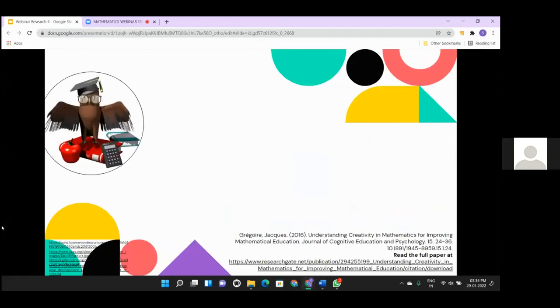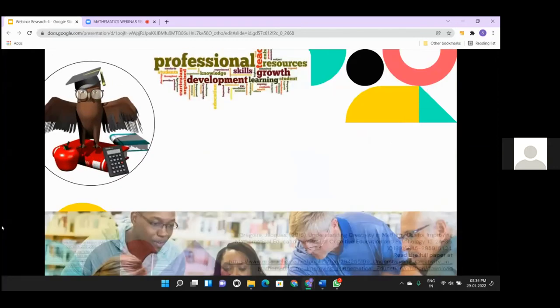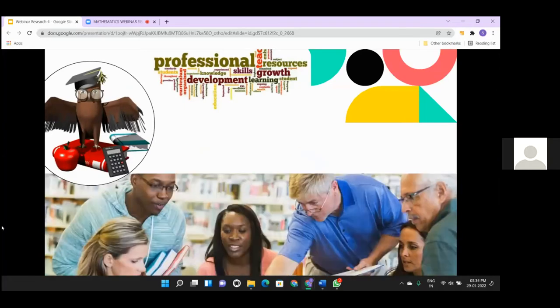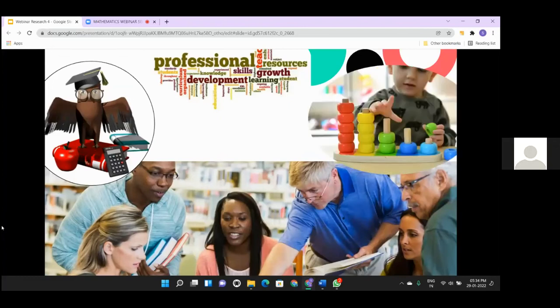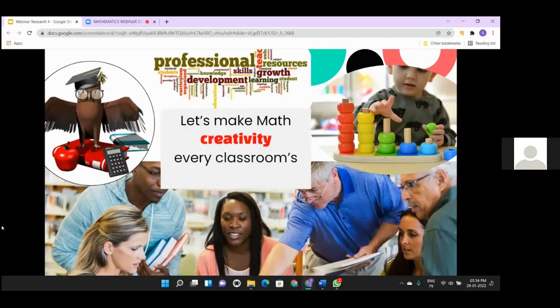Teachers who embrace a creative approach to mathematics education will need materials and supplies. Teachers will also need professional development presentations and mentoring. However, providing a present and receptive environment wherein students can find the beauty in math on their own terms will be worth the time, effort, and money. So let's try to make math creativity every classroom's reality.